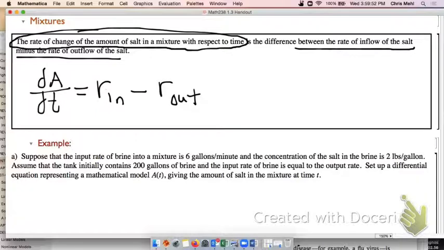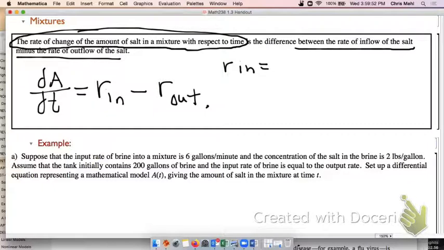That makes sense, because if you take the rate of salt coming in and subtract the rate of salt going out, you should be left with the rate of change of the amount of salt at any moment of time. I'll maybe further expand on this a little bit. There's a way to find the rate of inflow.